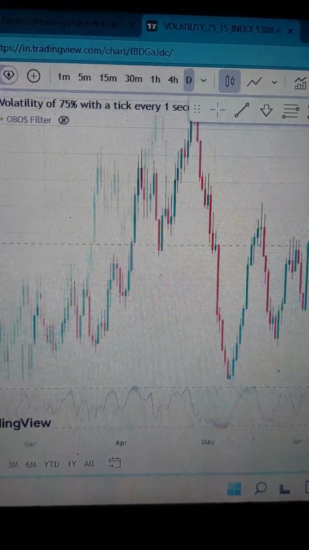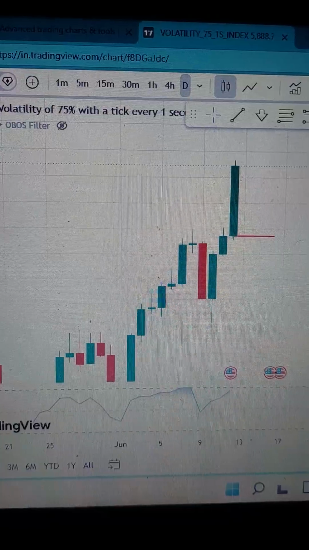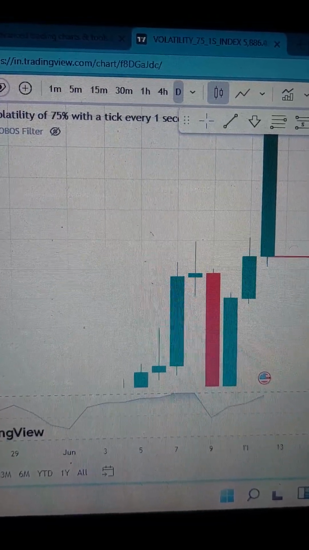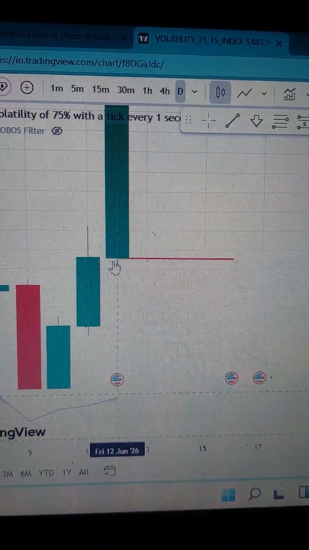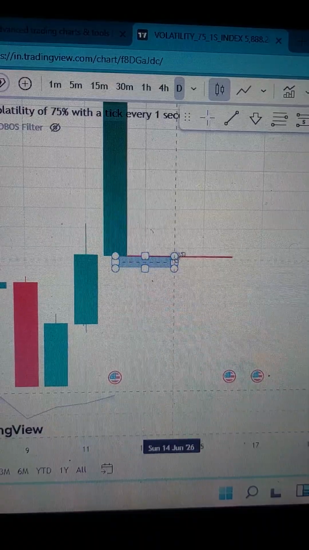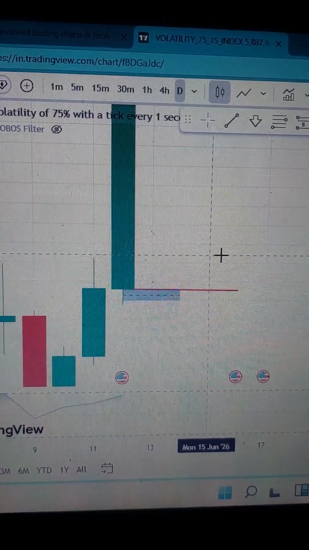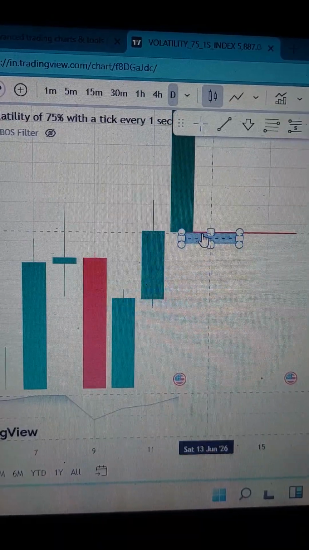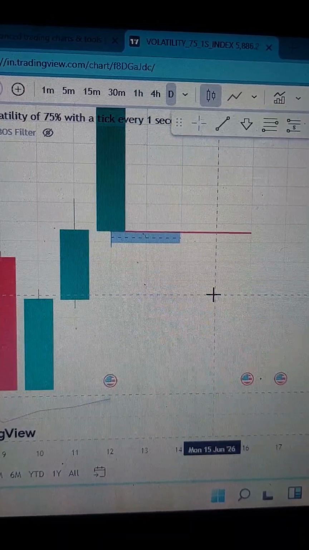So the whole idea is price has opened around here, okay? So you need to mark your new day open at around that place, and then for as long as price is trading above the new day open, then believe me, the day is going to be bullish. And if it is trading below the new day open, then the day is likely going to be bearish.